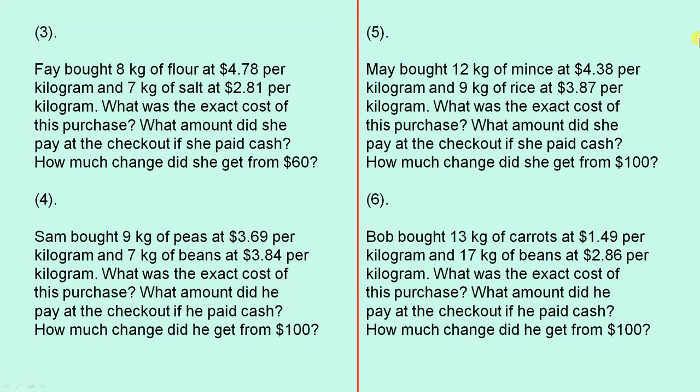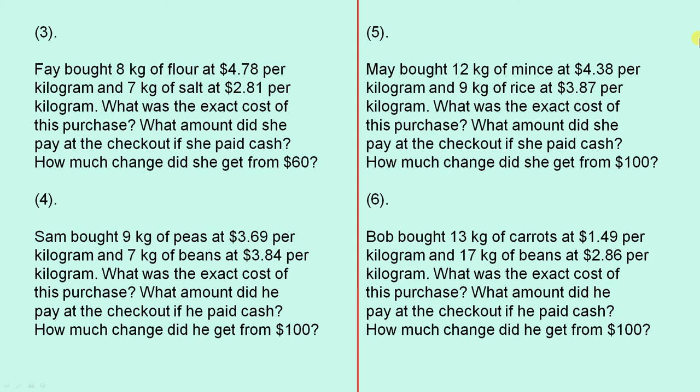Number 5. May bought 12 kilograms of mince at $4.38 per kilogram and 9 kilograms of rice at $3.87 per kilogram. What was the exact cost of this purchase? What amount did she pay at the checkout if she paid cash? And how much change did she get from $100?